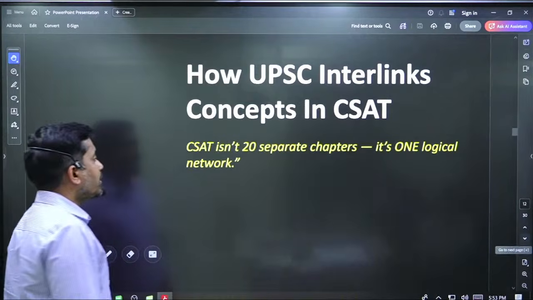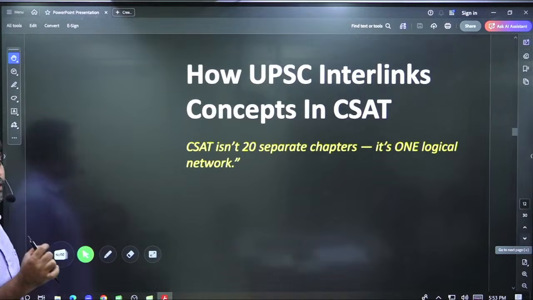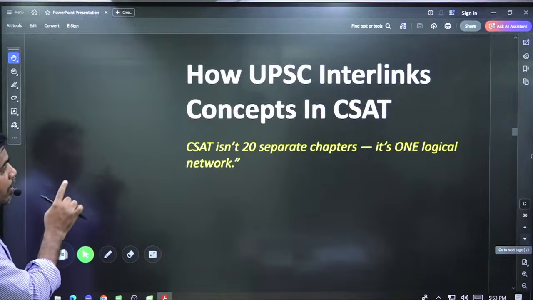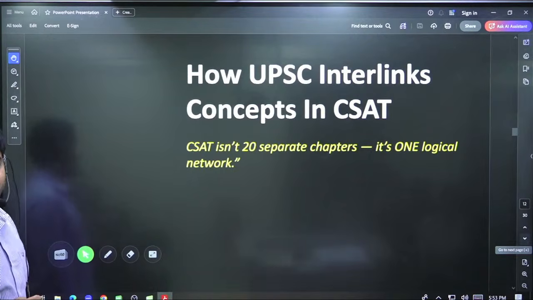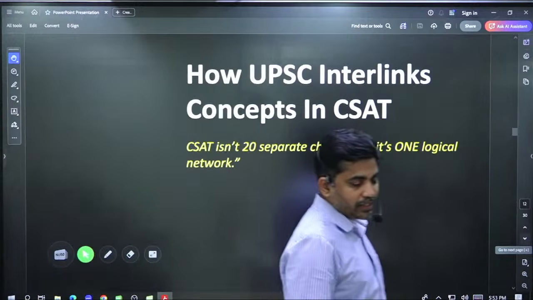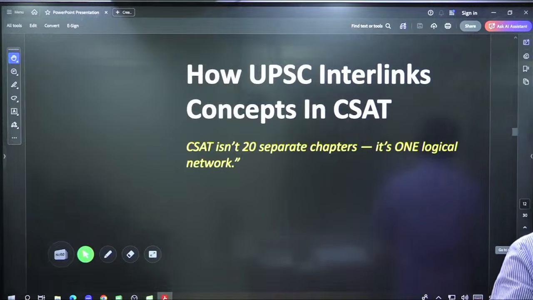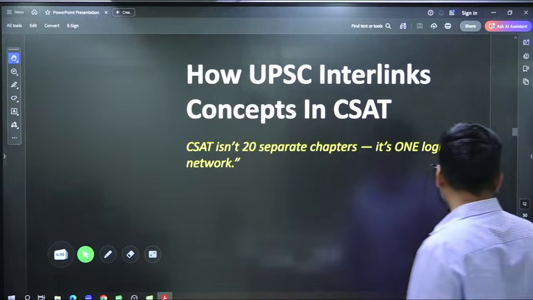The major part of today's class is why UPSC CSAT is becoming complicated and unpredictable, and how UPSC is interlinking concepts in CSAT. My suggestion is that you study each and every concept in every chapter first, before going through any test series or practice. Complete all the concepts first.